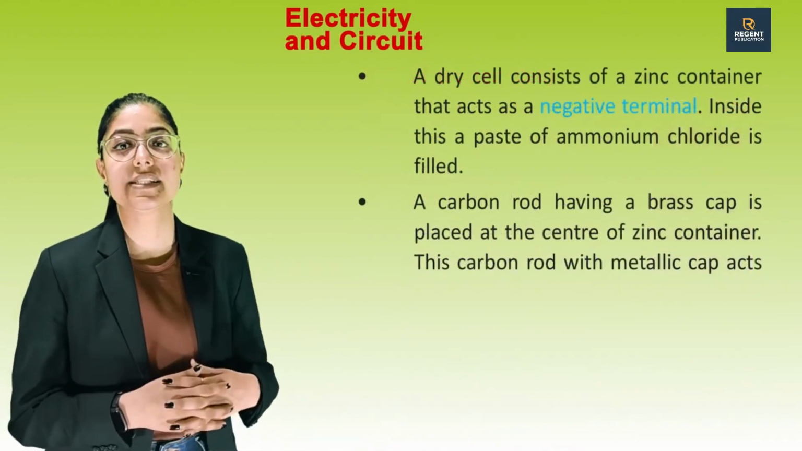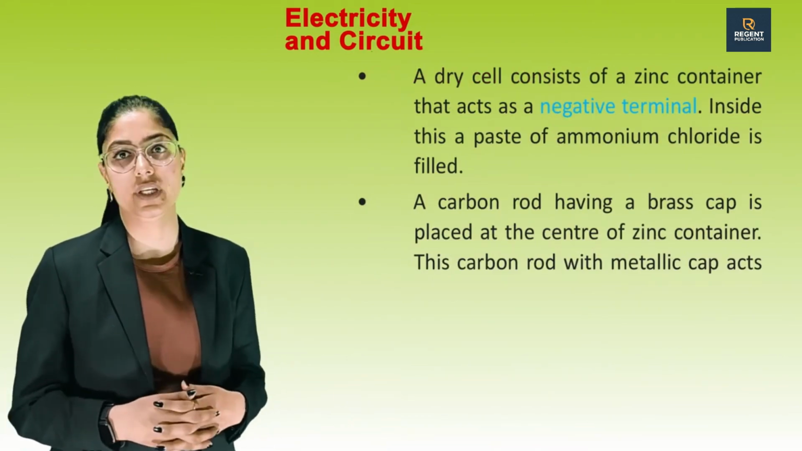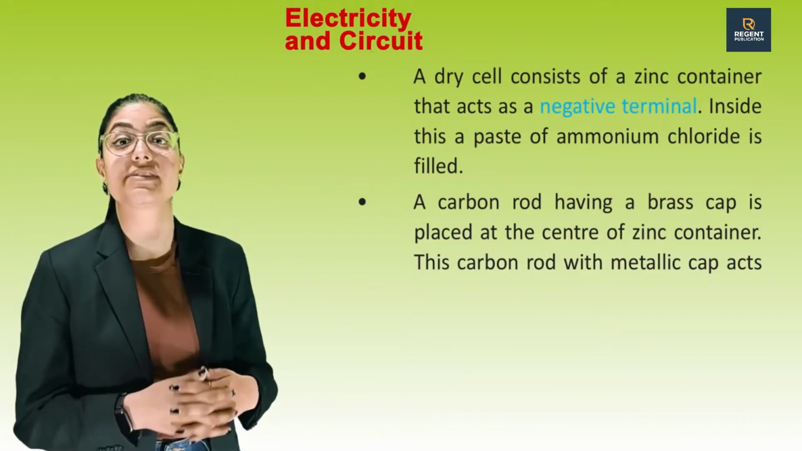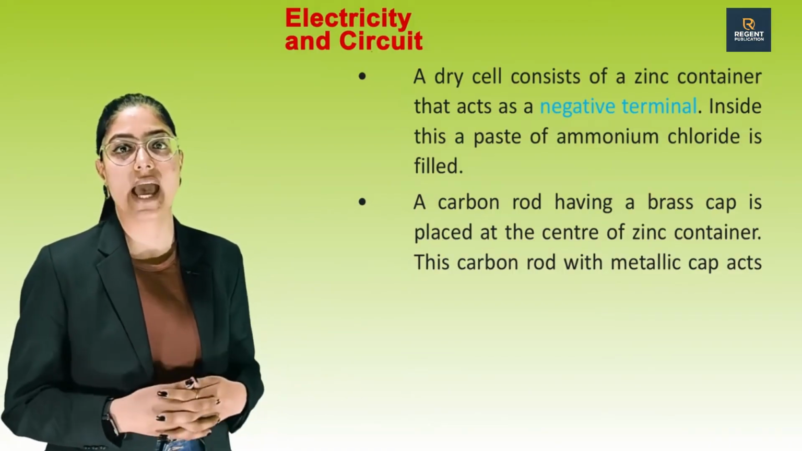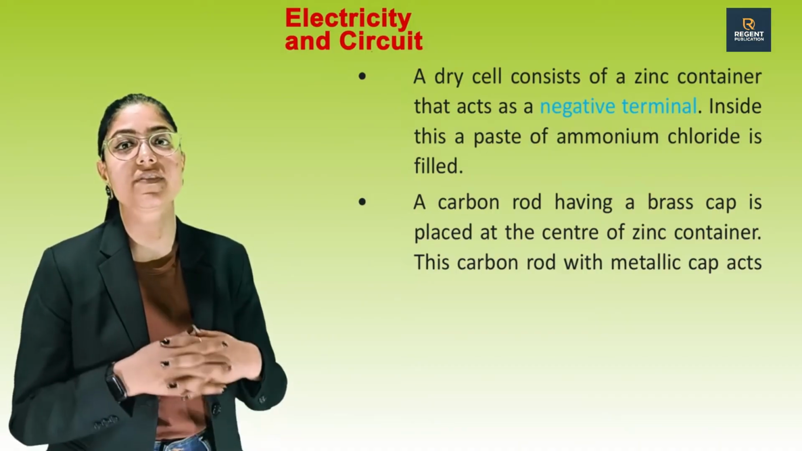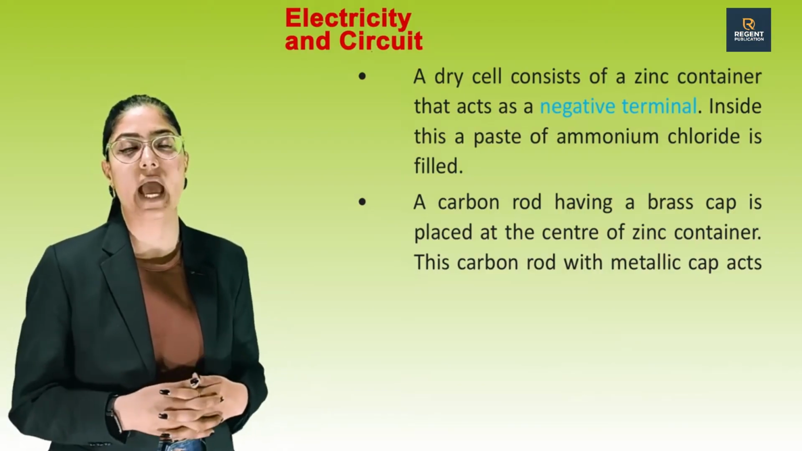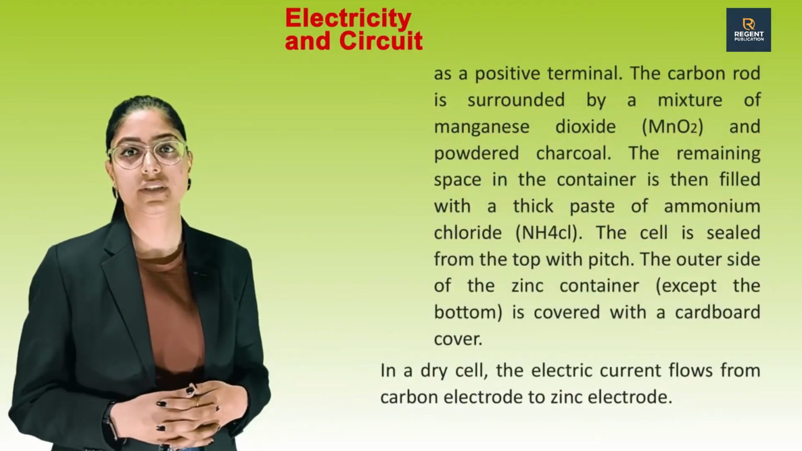A dry cell consists of a zinc container that acts as the negative terminal. Inside this, a paste of ammonium chloride is filled. A carbon rod having a brass cap is placed at the center of the zinc container. This carbon rod with metallic cap acts as the positive terminal.